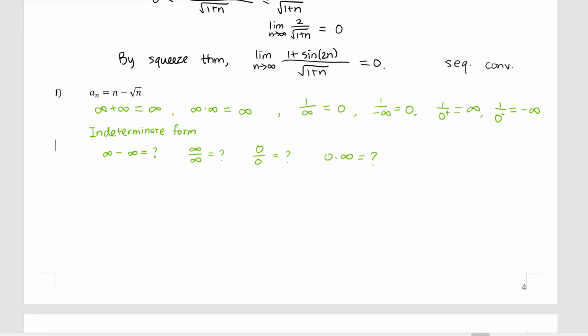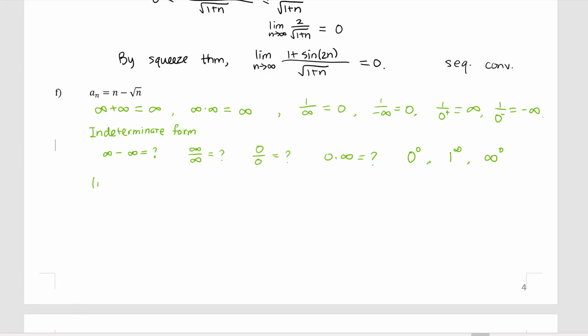Okay. All right, so we have more indeterminate forms: 0 to the 0, 1 to the infinity, and infinity to the 0. Those are all indeterminate forms. So in this case, n minus the square root of n, we cannot tell because it's infinity minus infinity.